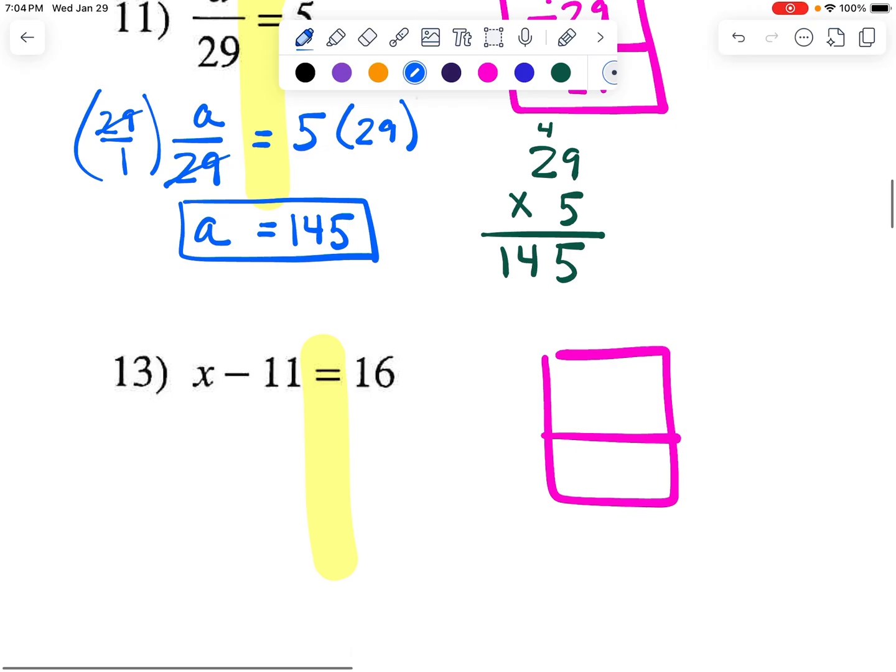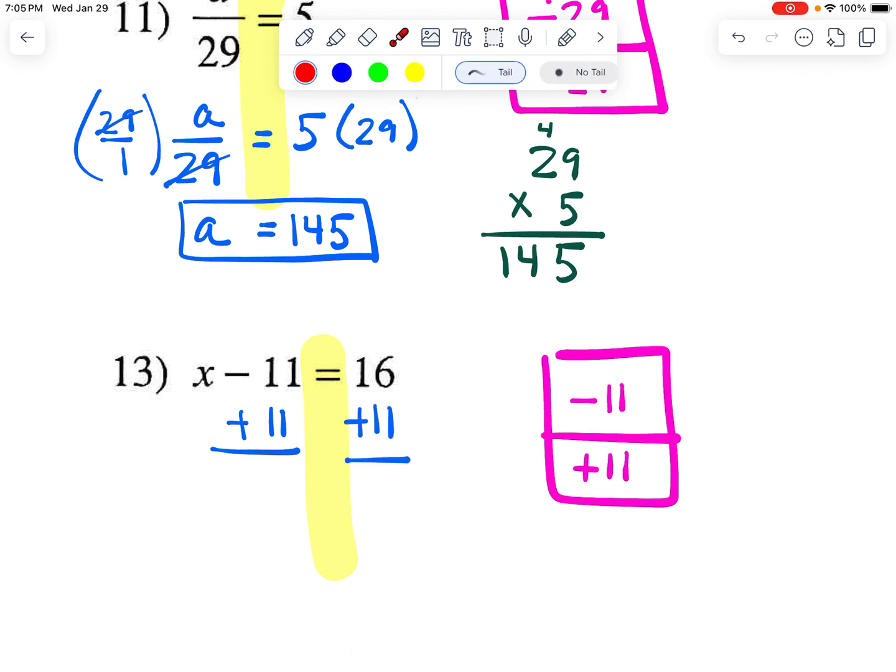All right, moving on to 13. So what's going on with x? Well, it's being subtracted by 11, so we need to add 11. So let's add 11 to the left side and to the right side. As you can see, we see opposite signs to produce our 0. So this cancels out. X equals, and 16 plus 11 is 27.